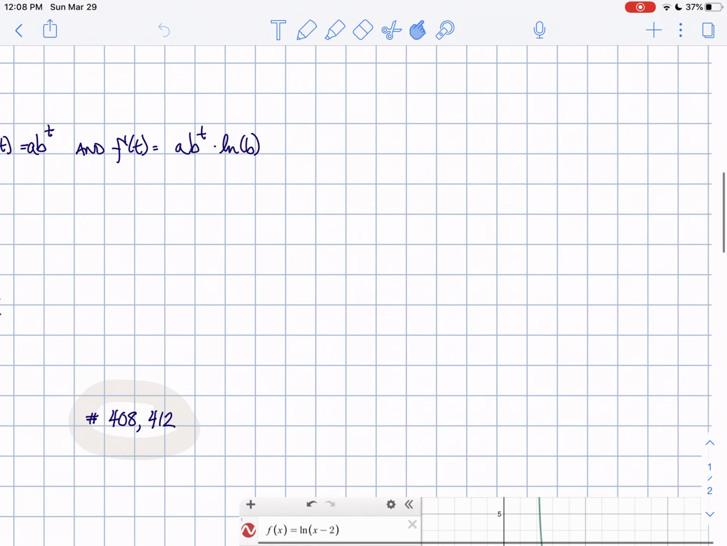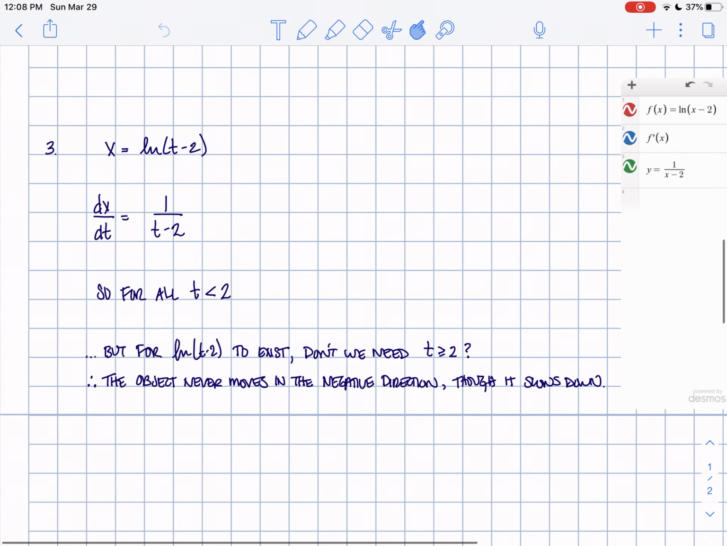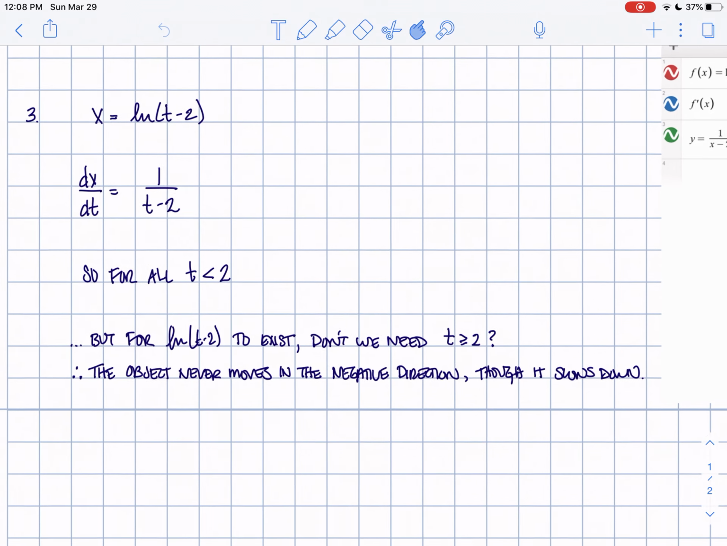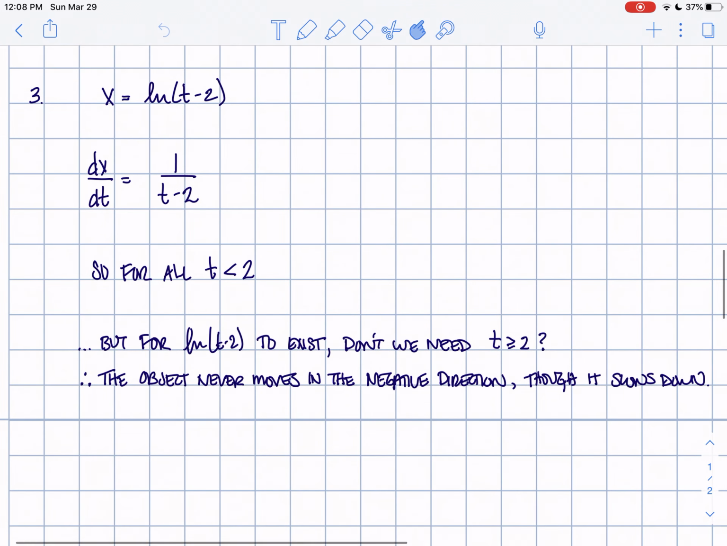And then the next thing I want to say is that you guys did a great job on number 3, which was asking you, if this is the movement of the particle along the x-axis, when will it move in the negative direction? I think you guys did a really nice job analyzing that and saying, oh, well, yeah, it would when t is less than 2, but that's mathematically.